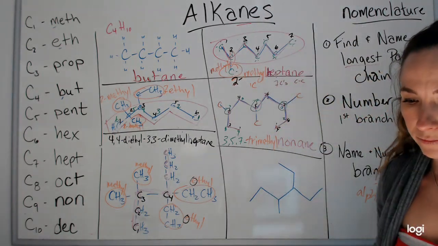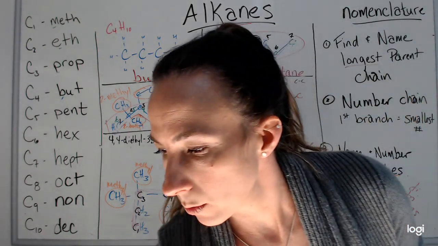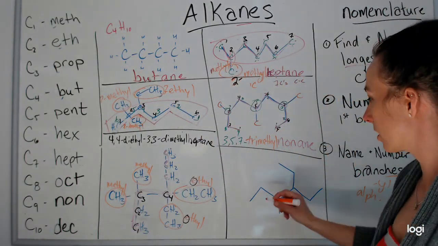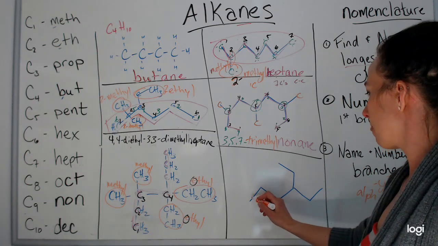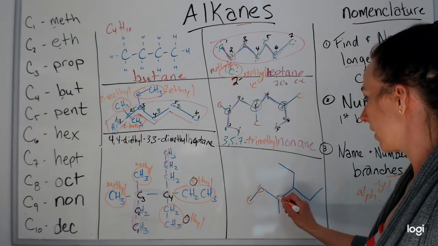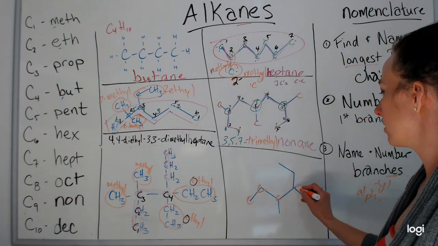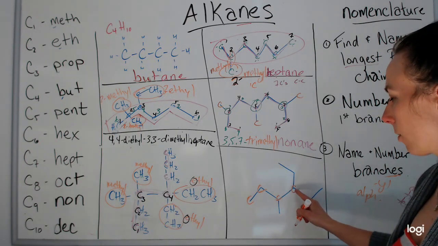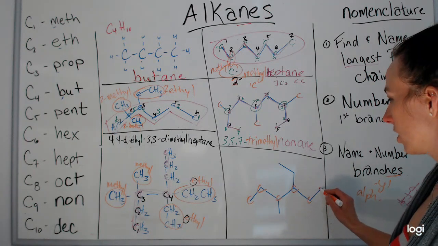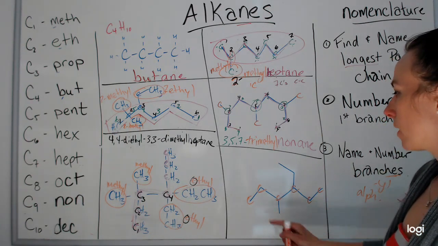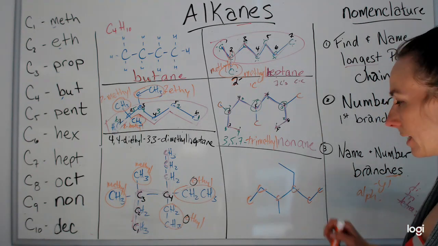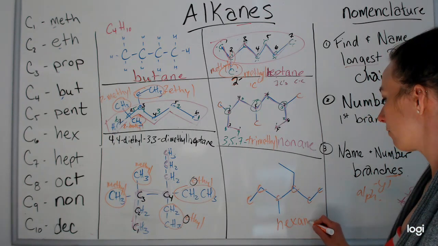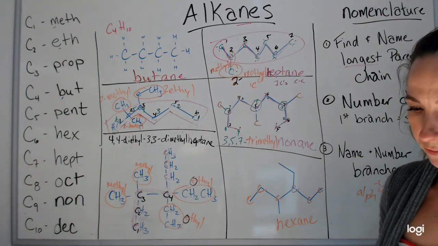Okay, last one. So here we have a longest chain. It's going to go, first of all, this way for sure, right? Not down, so I'm going to go right. Now I have a choice to go up or right. And if I go up, I hit 2 carbons. If I go right, I hit 2 carbons. So it doesn't really matter. So 1, 2, 3, 4, 5, 6. So there's a hexane for my longest parent chain.